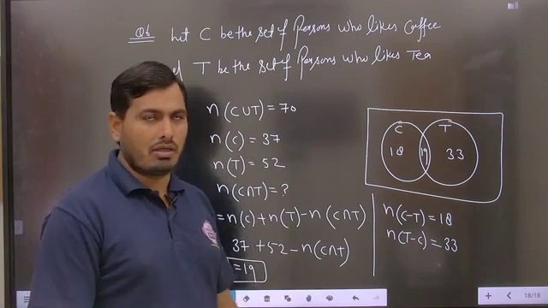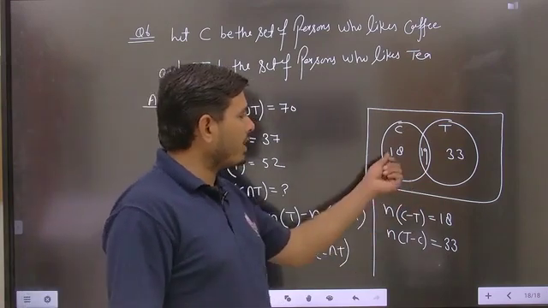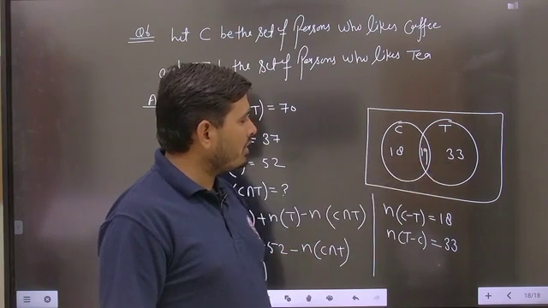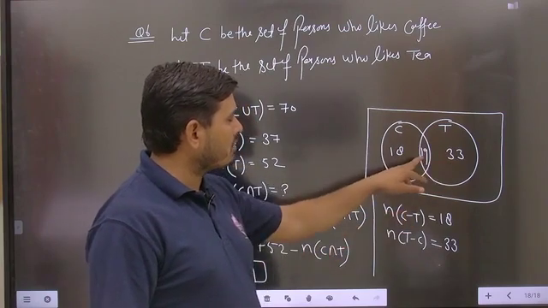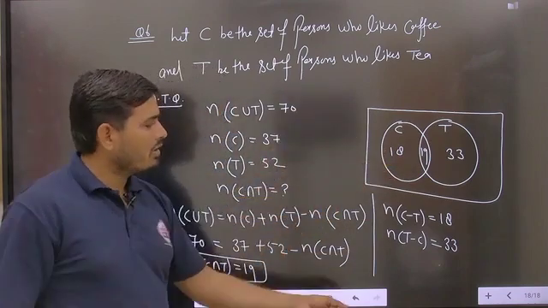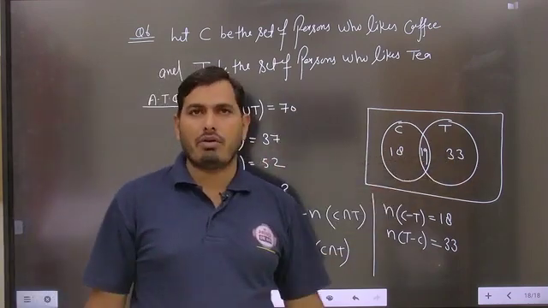You can just add each and every data. So 18 plus 19 plus 33. So 8 plus 9, 17, 7 and carry 1. Then 3 plus 1, 4, plus 1, 5, plus 2, 7. So basically the addition of 18, 19 and 33 will become 70.